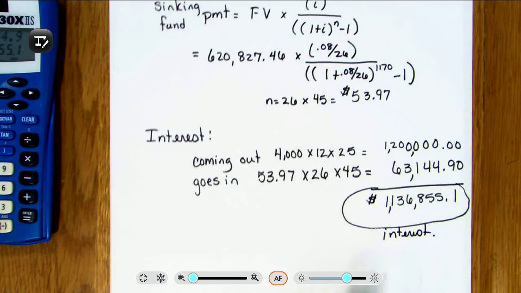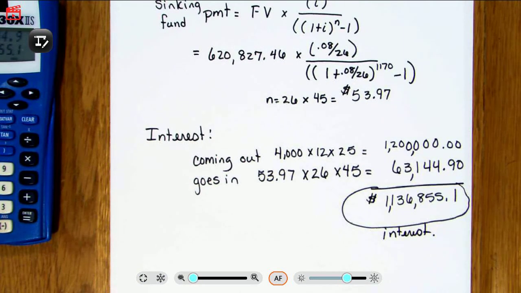I like to show this problem because then we can really see how putting our money away now, early while you're young, can help you in the long run when you get older.